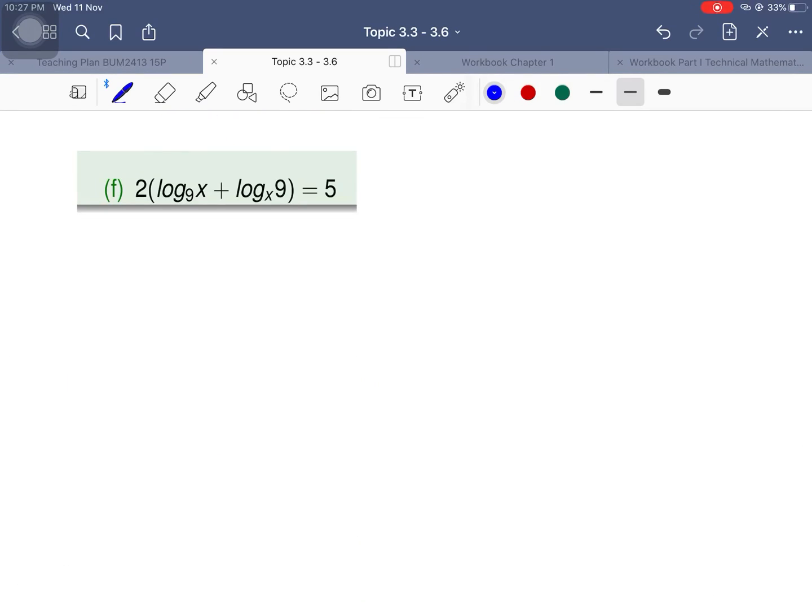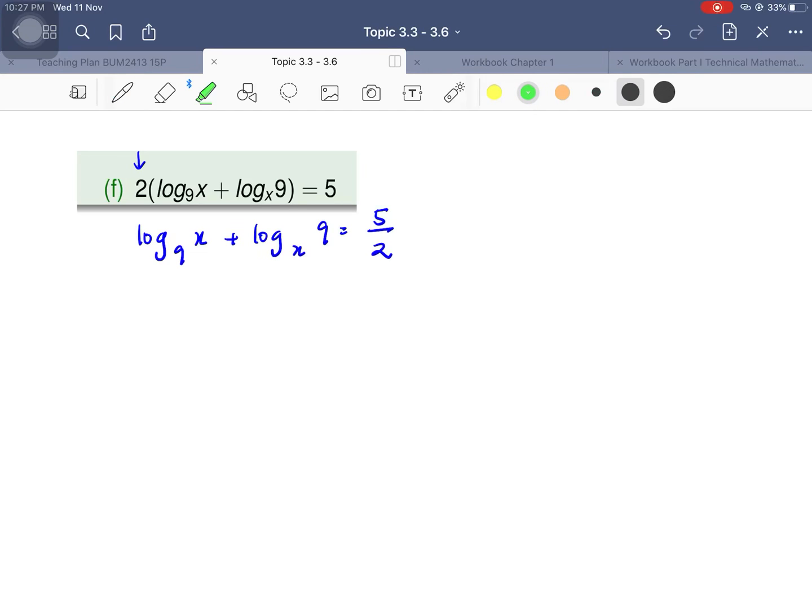And the last one is going to be log. I have a constant 2 multiplied by the log terms, so I'm going to bring the 2 to the other side. I'm going to write that this is log base 9 of x plus log base x of 9, that is going to equal 5 over 2. Now it looks less complicated than what it used to be.